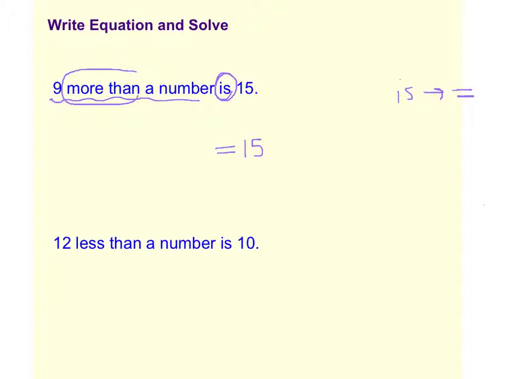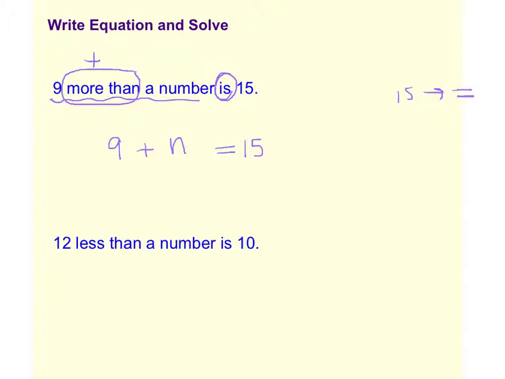This "more than" is going to be our operation, so we have to think, would that be addition, subtraction, multiplication, division? If you're 9 more than something, that does mean that you're adding it to something else, so we're going to use addition. So we're going to have 9 plus, and then a number, we don't know what a number is, so we're going to use a variable, I'm just going to use an n. So 9 plus n equals 15 is the equation that represents 9 more than a number is 15.